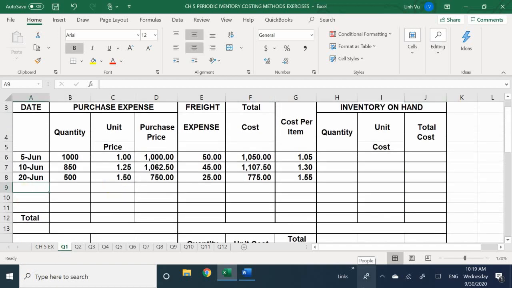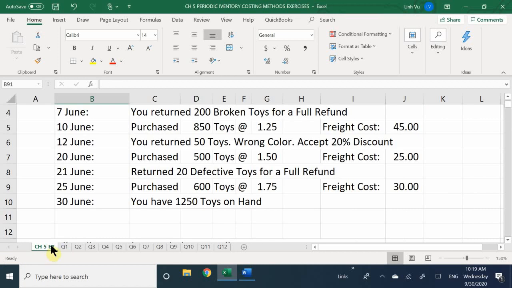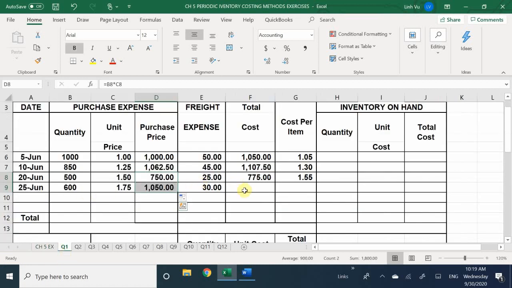I'm going to recognize that on June 25th, I just bought 600 items at $1.75, and my freight was $30. Okay, so in this case, my total purchase price here is going to be $1,050. Okay, so 600 items. Let me double check my work here. 600 items at $1.75 each, and my freight was $30. So that's bringing my total up to $1,080.